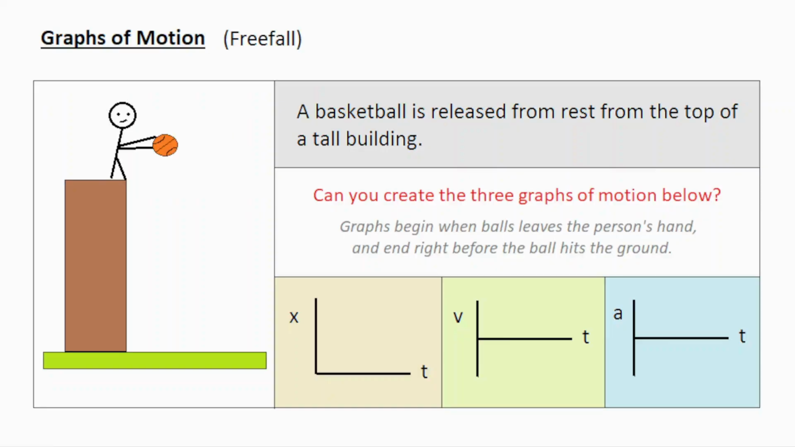Next, let's analyze graphs of motion. Here we have a person holding a basketball while standing on top of a building. The ball is released from rest, and the goal is to create graphs of position, velocity, and acceleration versus time for the ball while it is falling freely. Remember, for freely falling objects, the only force acting on them is the force of gravity. So we want to start our analysis as soon as the person releases the ball and stop the analysis right before the ball hits the ground.